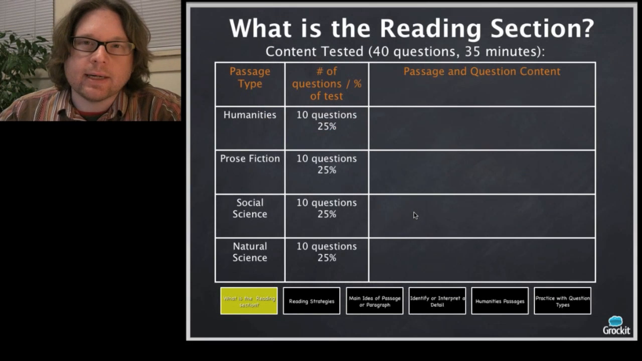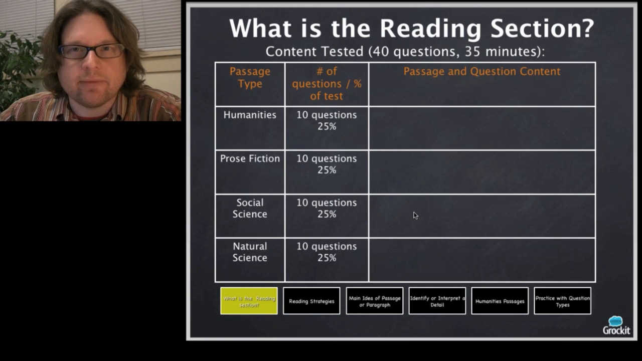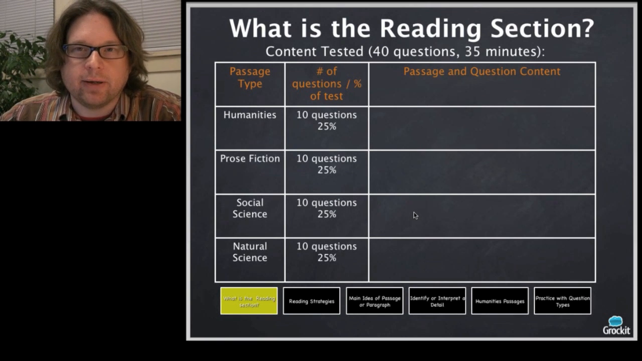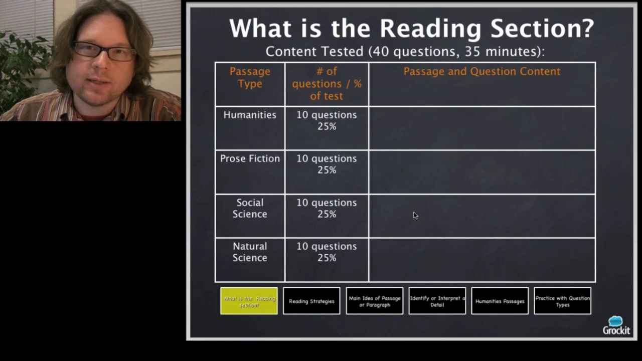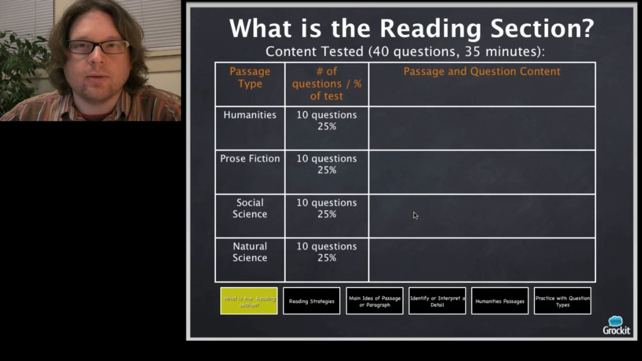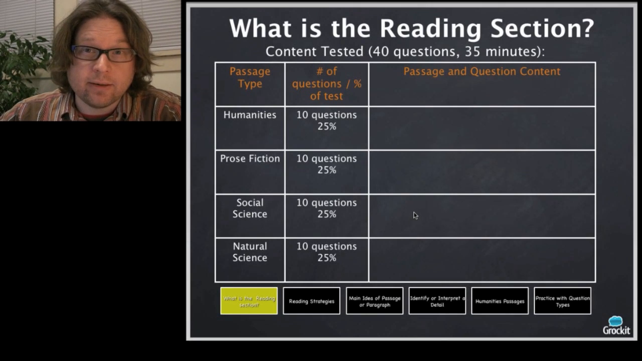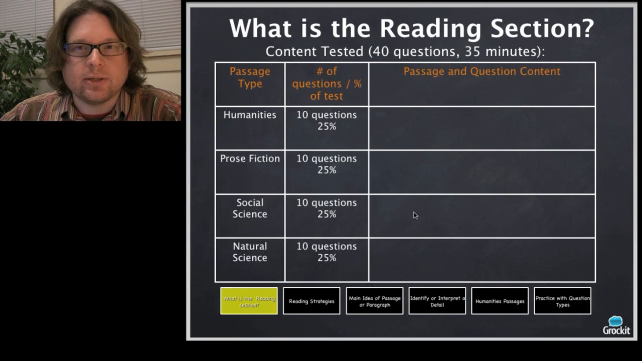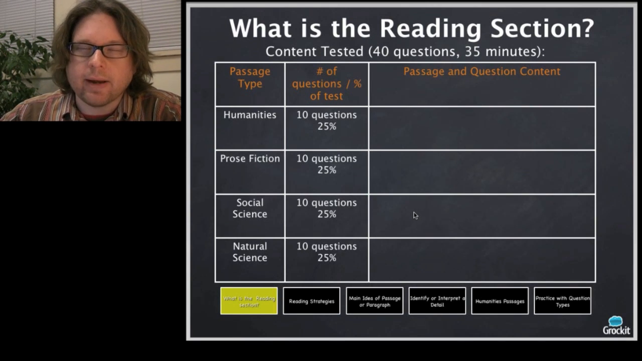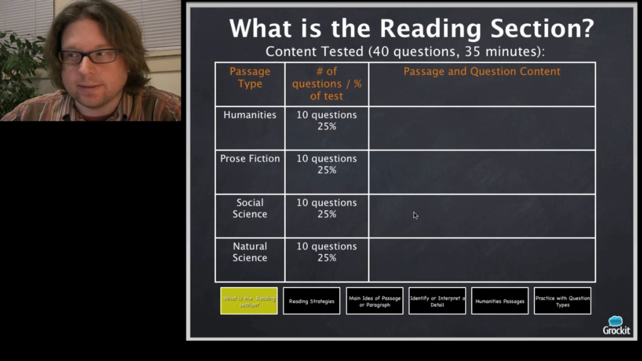So what is the reading section? What does it test, aside from reading, because that was in the title and we figure you knew that already. So 40 questions in 35 minutes. So less than a minute per question, and that doesn't include the time that it's going to take to read the passages. That is okay. The general goal, of course, is that you read the passage fairly well the first time, and then when you understand the passage, you can move more quickly through those questions.